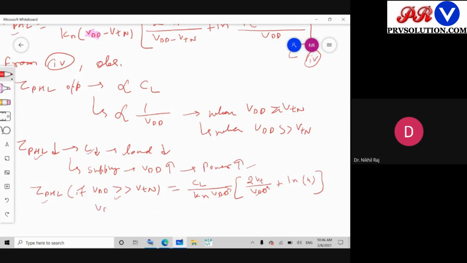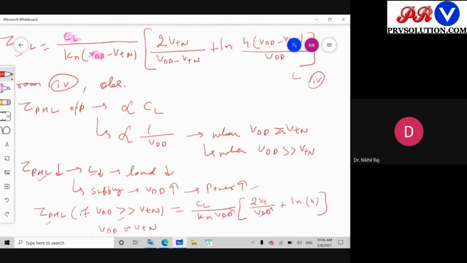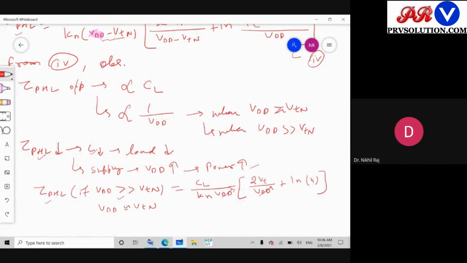And if I make VDD equal to VTN, then what will happen? This denominator term will go to a very low value. This means a very high discharging time will be required to get the new logic. So that's why a design challenge comes, a designer faces the challenge of how much the supply we can reduce so that we can get an accurate performance.